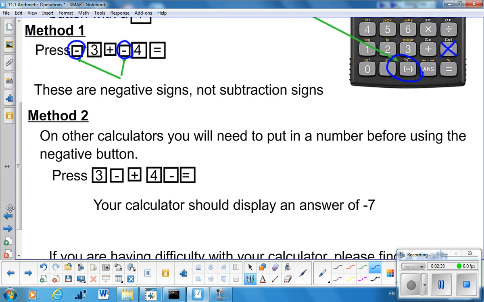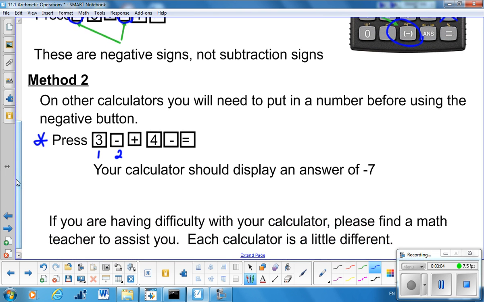Some calculators do not allow you to put in the negative before a number. And so in those calculators, here's method 2. To put in negative 3, you have to put 3 first and then the negative sign. Plus 4 negative equals. Either way, we should get an answer of negative 7. If you're having difficulty with your calculator, please go and find a math teacher to assist you. Each calculator is a little bit different.